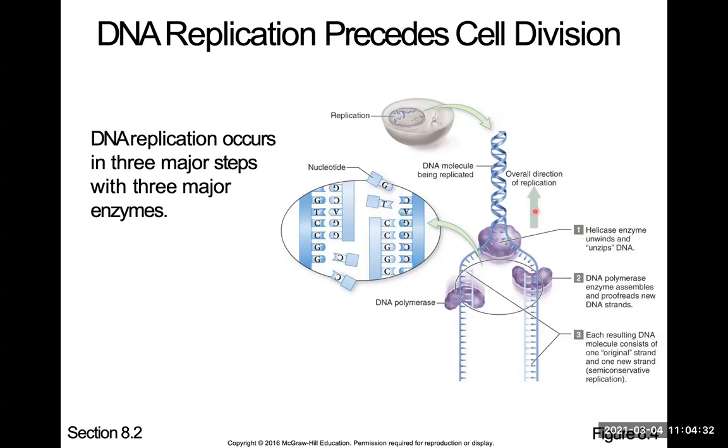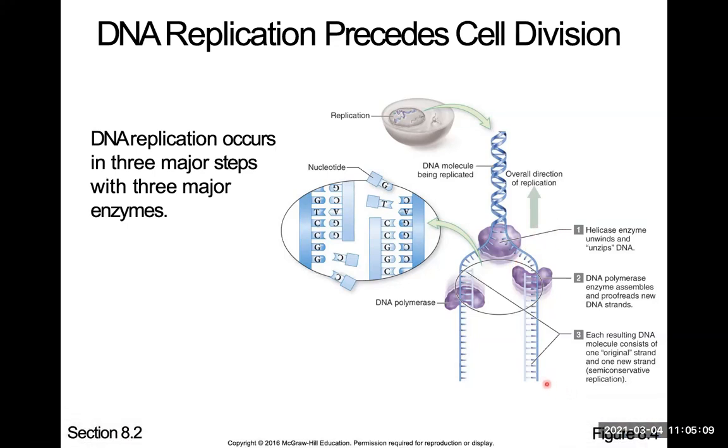Now, the replication, you can see on here, it's happening in this direction. On here, it's happening in this direction. I don't know if you read the chapter, but your book is going to refer to replication taking place from 5' to 3'. When it's saying 5, it's talking about the 5th carbon on the sugar molecule. If it's saying 3, then it's talking about the 3rd carbon on that molecule. I'm not going to ask you details on that, but I'm just going to tell you what's happening here.